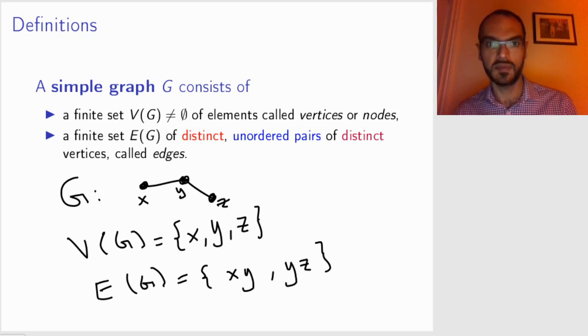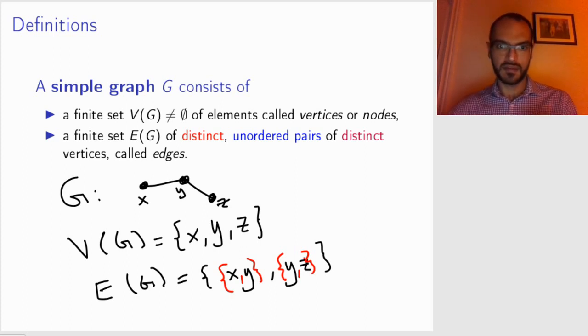If you want to be pedantic, you should really put brackets and commas between the elements inside the edges, but this takes time, so we will not do that. So this graph, the picture that I drew, will correspond to this set of vertices and this set of edges. So remember, vertices and edges are just abstract names, but of course this is what we think of them as, these dots and lines in a picture.